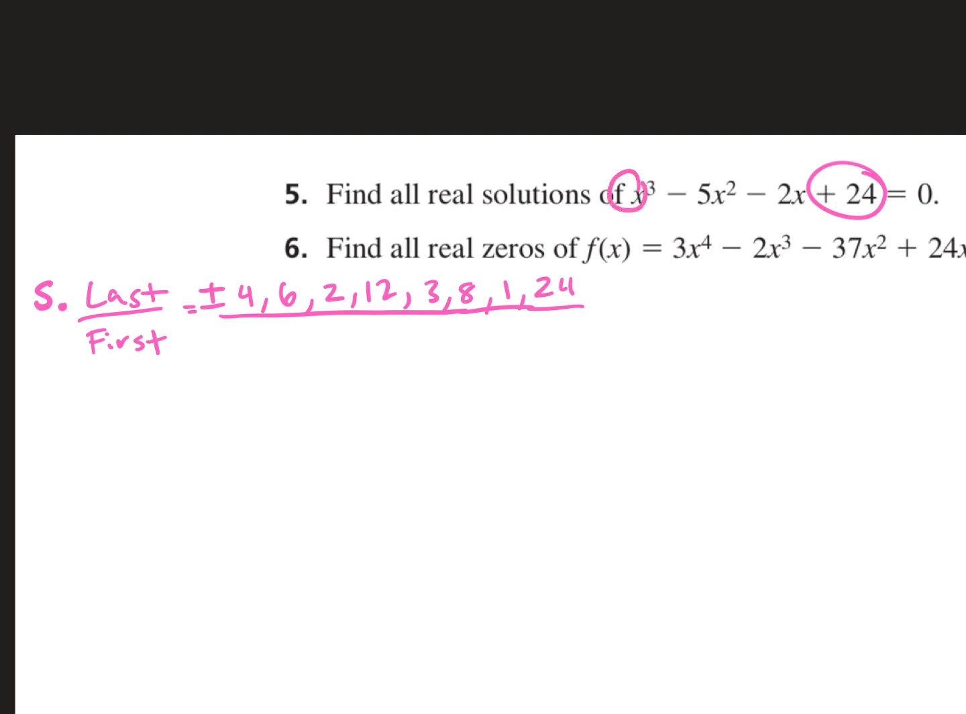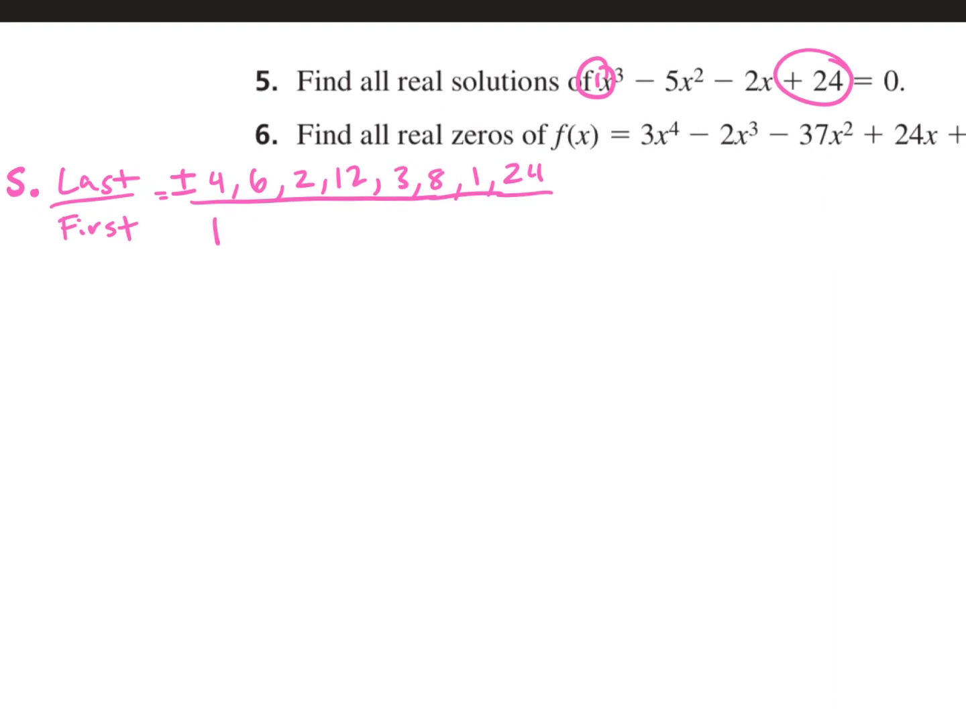What are factors of our first term? 1. So we would say 1. All of these are going to be whole numbers. Now we need to do synthetic division to test and see what will work. So what's going to go inside the box? 1, negative 5, negative 2, and 24.